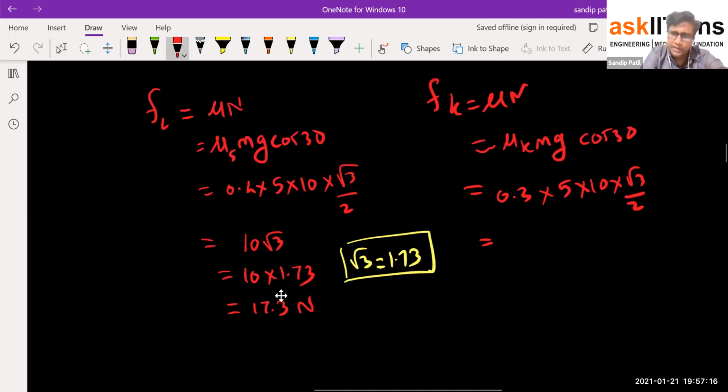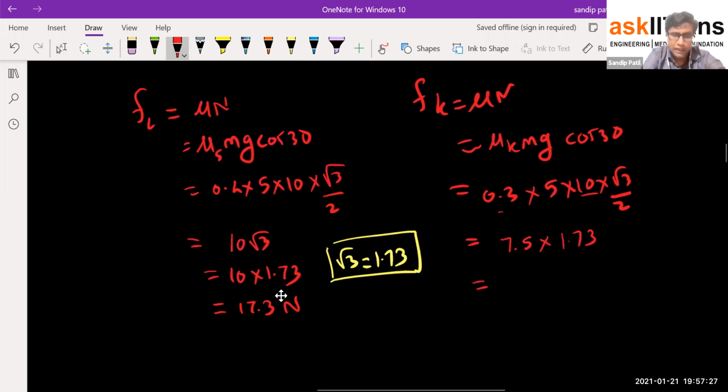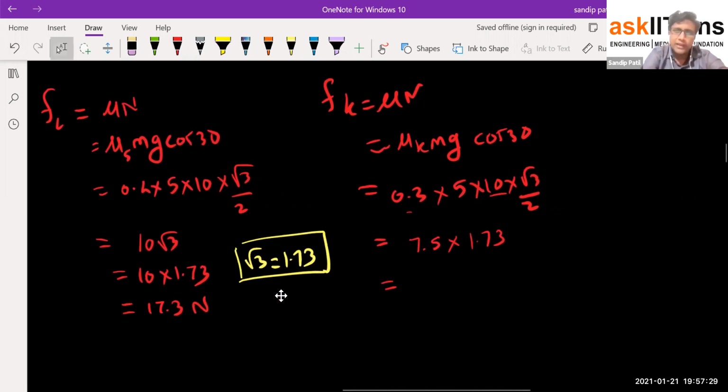Then can I say this will become 3 into 15 divided by 2, which is 7.5, into this value 1.73. Okay, so we also have to calculate this value. So let's see how to calculate this.